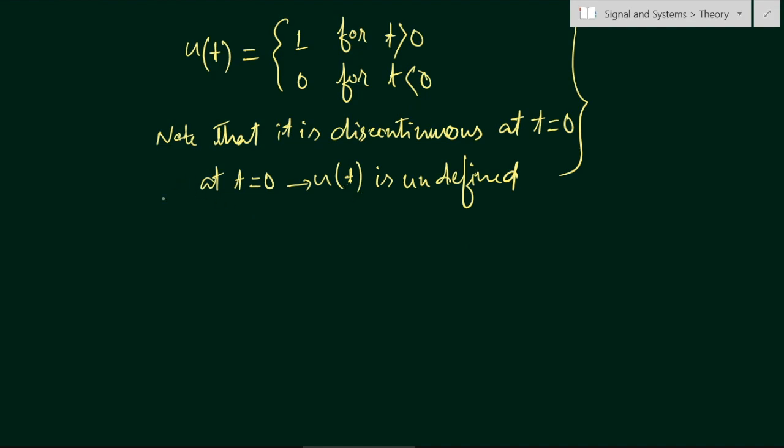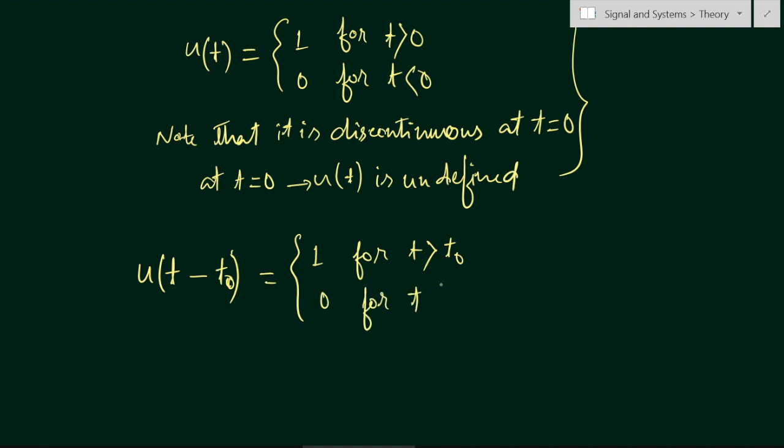Now, if we want to find the shifted unit step signal, suppose it is shifted by t0. What will be the definition? u of t minus t0 is equal to 1 for t greater than t0 and 0 for t less than t0. You have minus here. If it is plus, this t0 will have a plus sign here. This is a shifted unit step function.